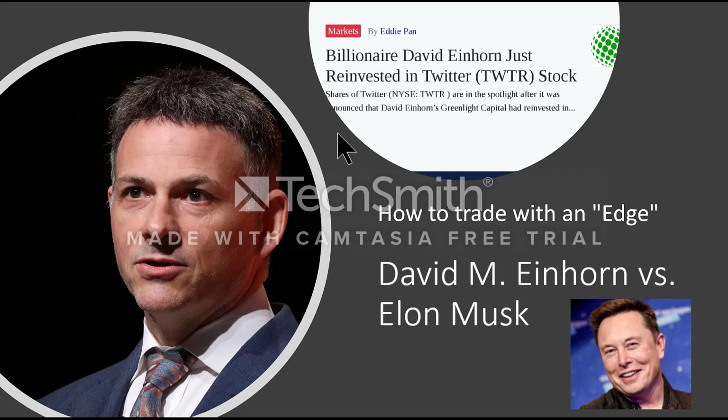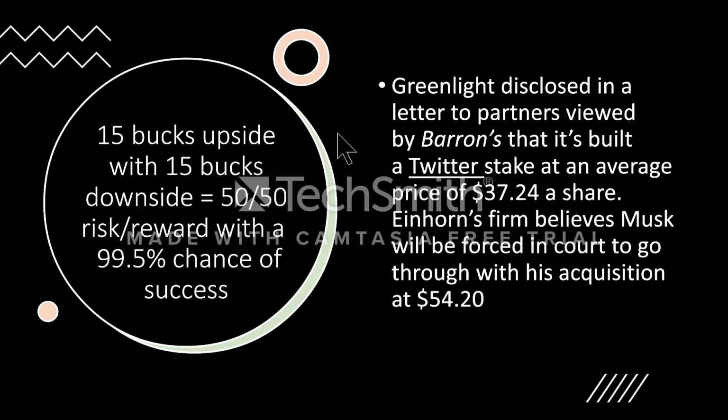He has reinvested back in Twitter shares, and his whole philosophy on this trade is that they basically took a stake at current prices of about $37 a share because they believe that the court is going to force Elon Musk to go through with his acquisition at $54 a share. So his basic premise is this.